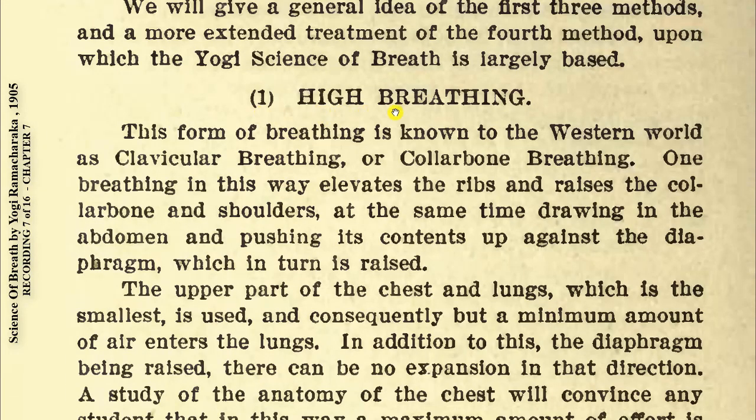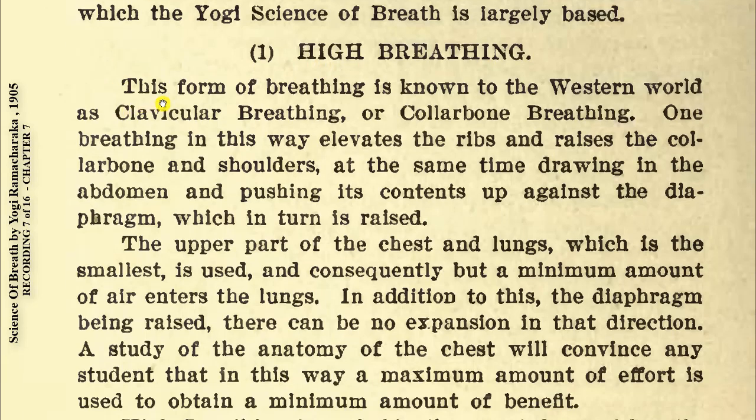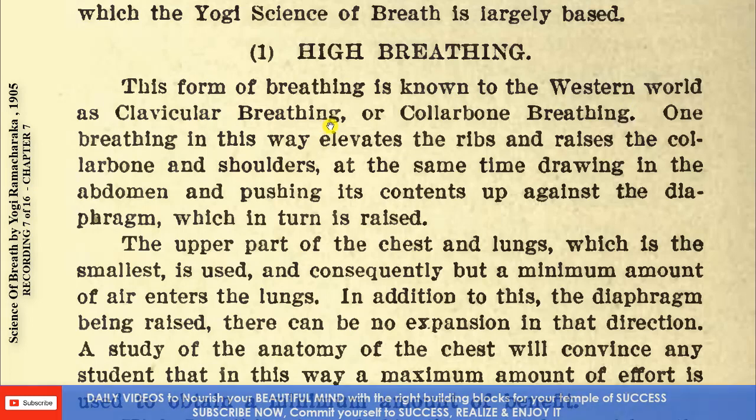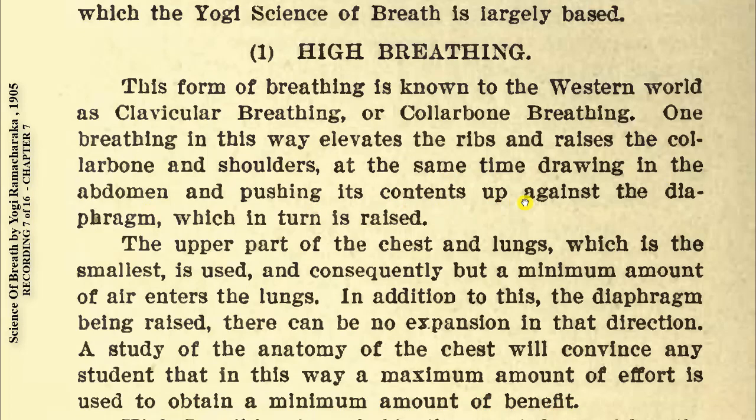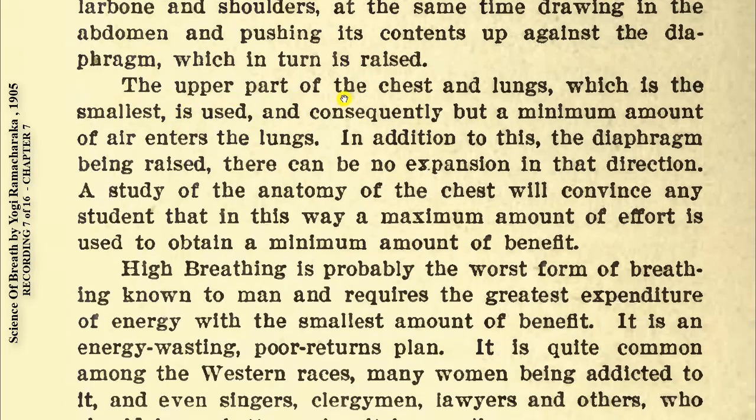1. High breathing. This form of breathing is known to the Western world as clavicular breathing, or collarbone breathing. One breathing in this way elevates the ribs and raises the collarbone and shoulders, at the same time drawing in the abdomen and pushing its contents up against the diaphragm, which in turn is raised. The upper part of the chest and lungs, which is the smallest, is used, and consequently but a minimum amount of air enters the lungs.